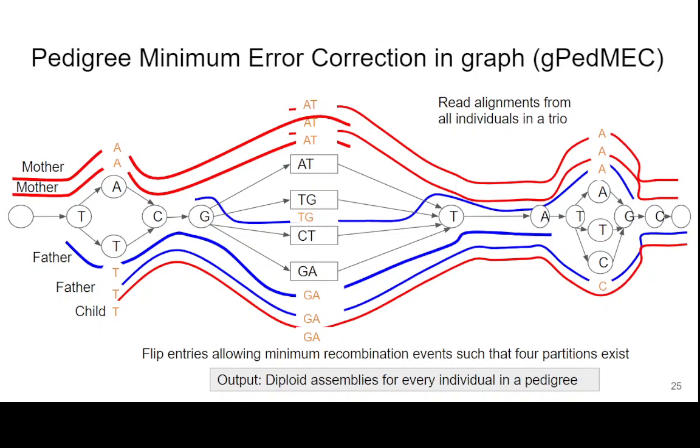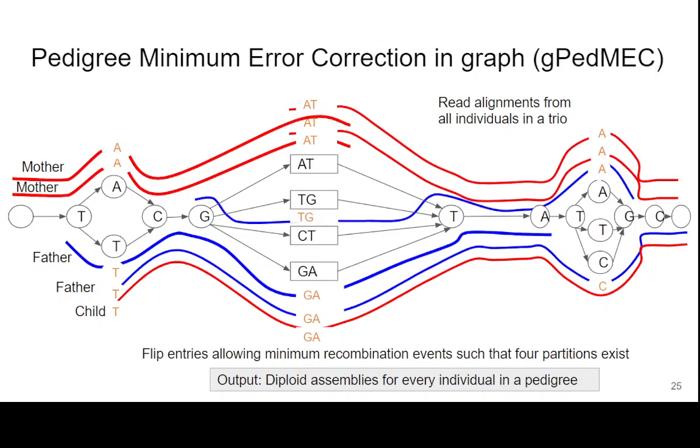So imagine you are given these bubbles and the alleles in the bubbles, and you are given the alignments through the graph. Now the goal is, for one pedigree, you want to find 4 partitions because of the recombination events. You have 2 haplotypes from mom and 2 haplotypes from dad, and the child is essentially a mosaic of the haplotypes of the father and the mother. So we want to flip the entries allowing minimum recombination events such that 4 partitions exist. The output we want is diploid assemblies for every mutual entry.